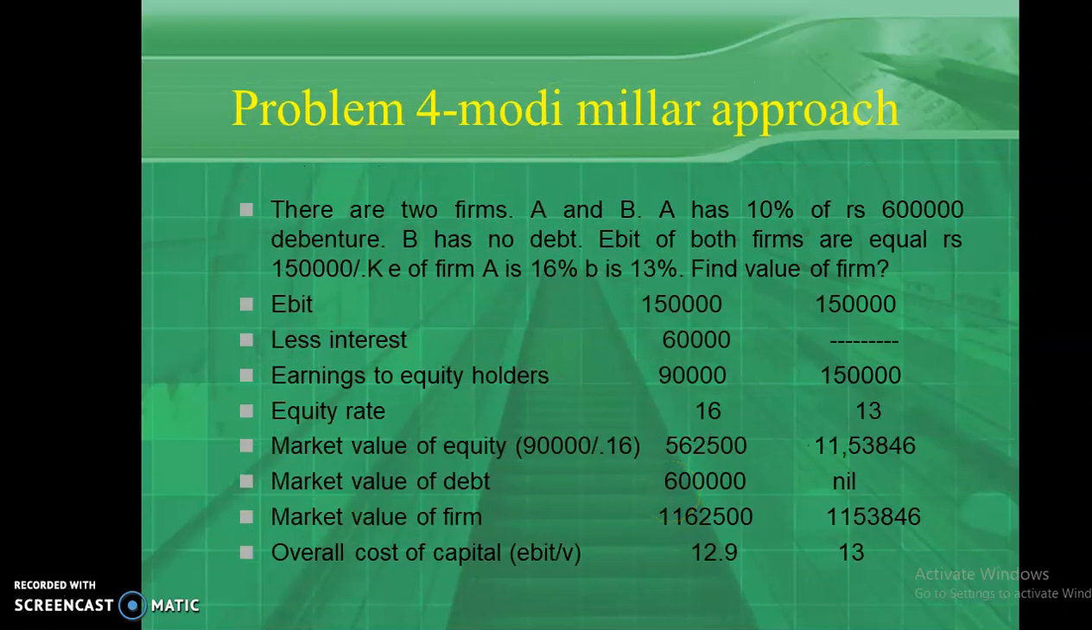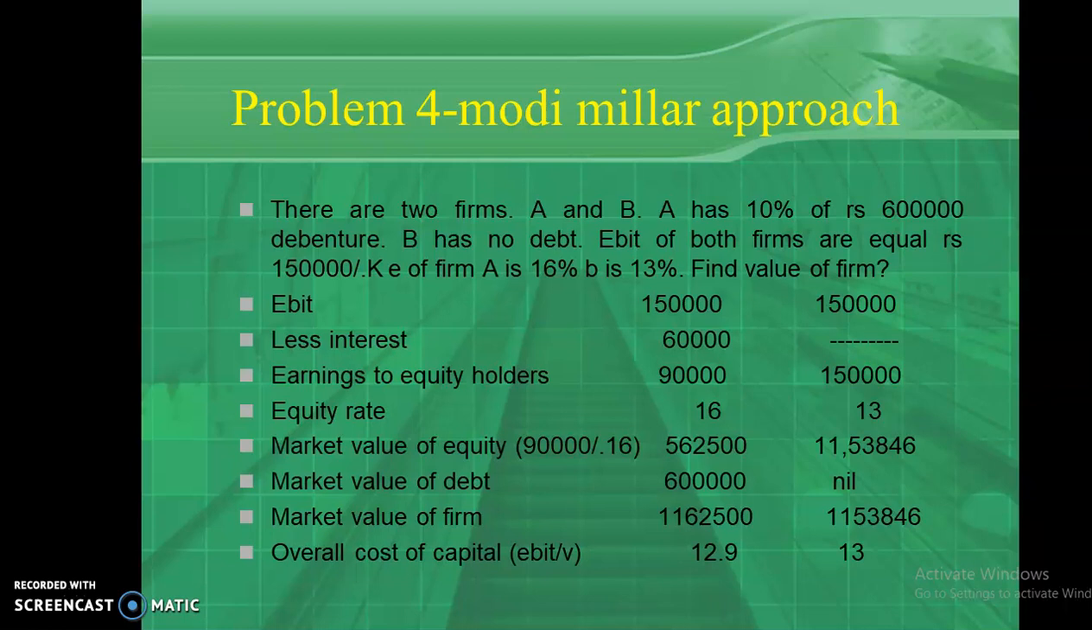The next question is the Modigliani-Miller approach. There are two firms A and B. A has 10% rupees 6 lakh debentures. B has no debt. EBIT of both firms is equal, rupees 1 lakh 50,000. Cost of equity of firm A is 16%. Cost of equity of firm B is 13%. Find the value of the firm.